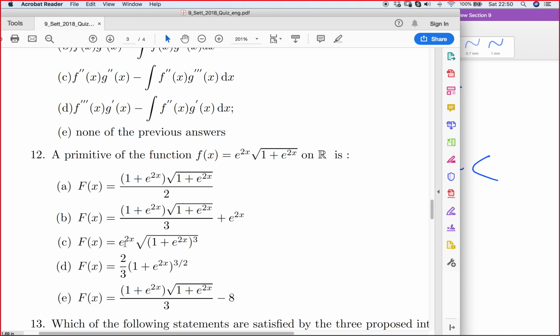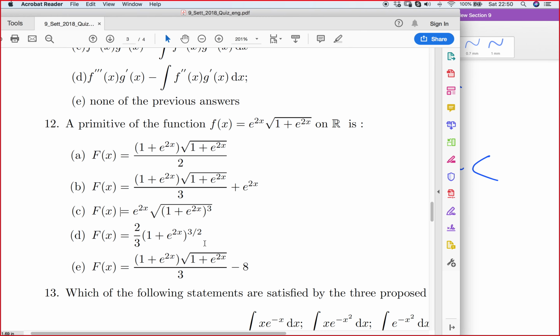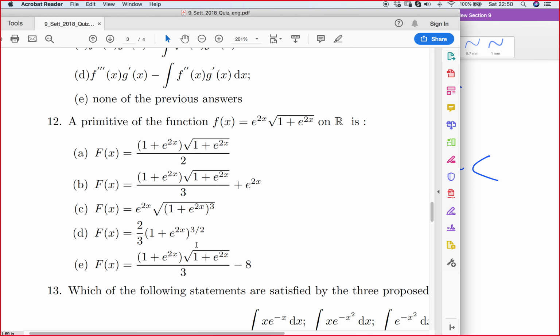When I turn back to all the stuff, you can see that, for example, d is false. We don't have 2 over 3. We have 1 over 3, right? And then they like to write it with this. So here we have 1 over 3. You see that 1 plus exponential of 2x multiplied by square root of 1 plus exponential of 2x is actually 1 plus exponential of 2x to the power 3 over 2. This stuff is correct. It means that E is correct.